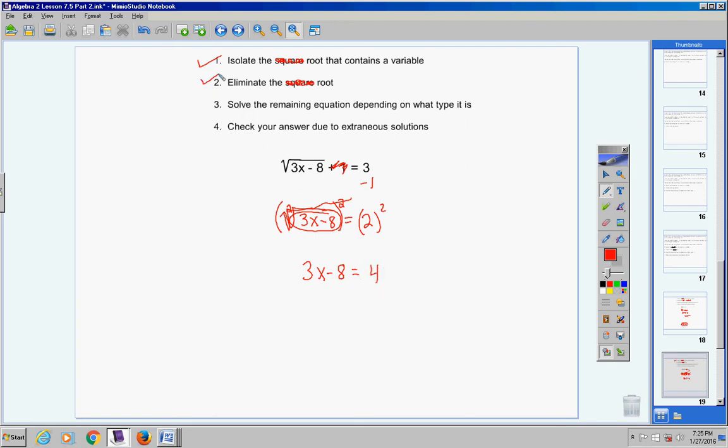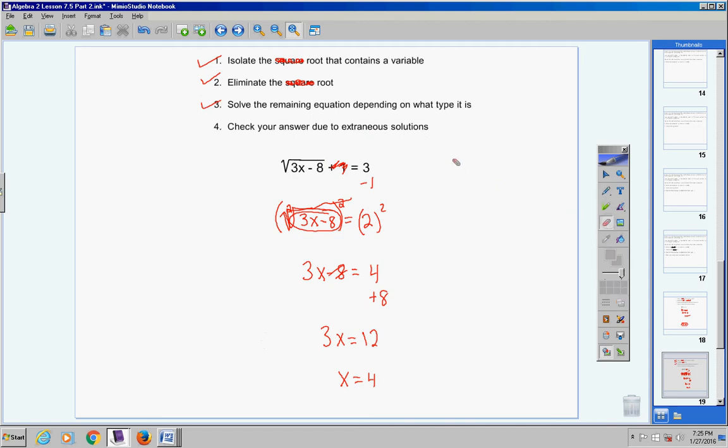I eliminated the root. Step 3, solve the remaining equation depending on what type it is. Well, when I look at this, I can tell right away it's a good old-fashioned, easy linear equation. We know how to solve this. Bring the 8 over, make it a positive 8. So I'm left with 3x equals 12. Divide both sides by 3 and x equals 4. So I did step 3, I solved the equation. Now step 4, check your answer.